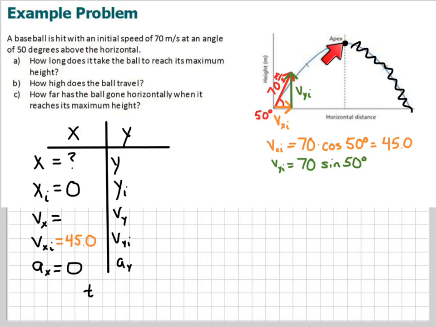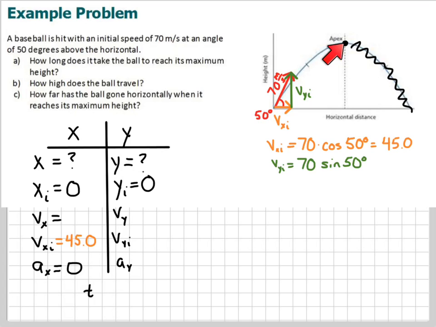At our finishing point up here, we don't know how high this is above ground, so we don't know its y position, but we are interested in it, so let's put a question mark there. Do we know anything about our initial position? Well, it starts off here, and we called this the origin, so that y position is 0, the initial y position.